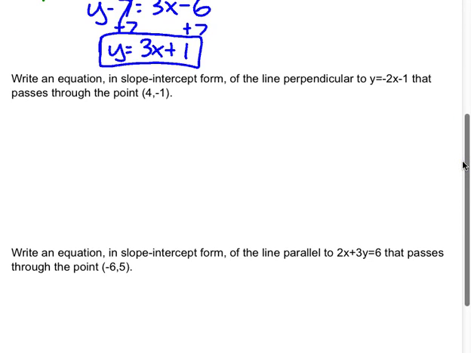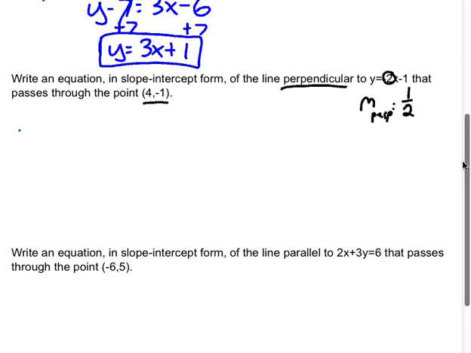All right. So let's look again. Write an equation in slope-intercept form of the line perpendicular to negative 2x minus 1 that passes through the point (4, negative 1). All right, so I want something perpendicular to that. So remember, a perpendicular slope is going to flip signs. So the original is negative, so now I have something positive, and flip the fraction. So my new slope is going to be 1/2 through this new point.